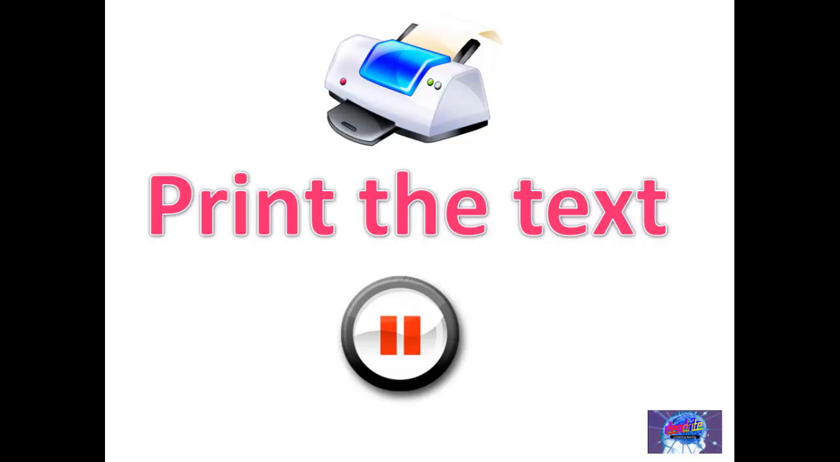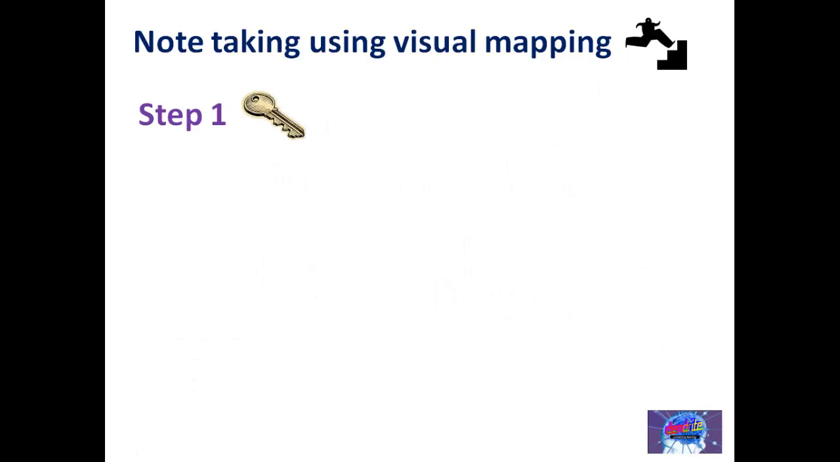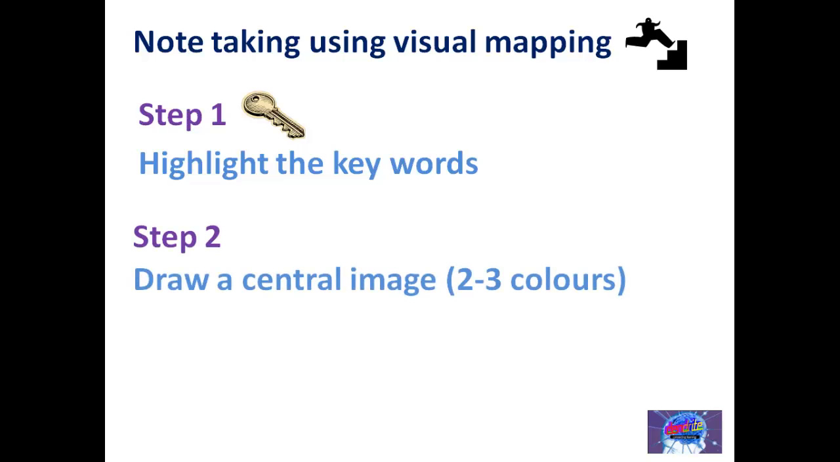When you're ready, you'll need to do step 1, which is to highlight the key words. Remember, only 10% of words are keywords. Press pause and then highlight the keywords. Step 2 is to draw a central image of Maria. Remember to make that central image 2 to 3 different colours. Press pause and complete the central image.